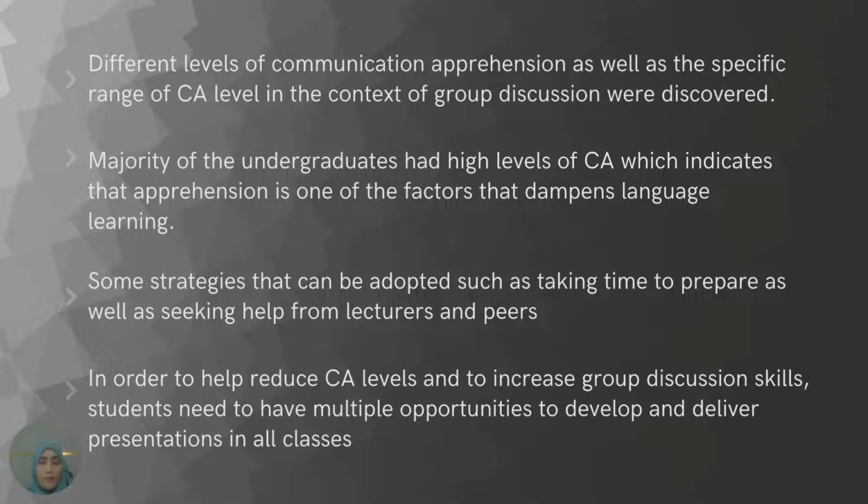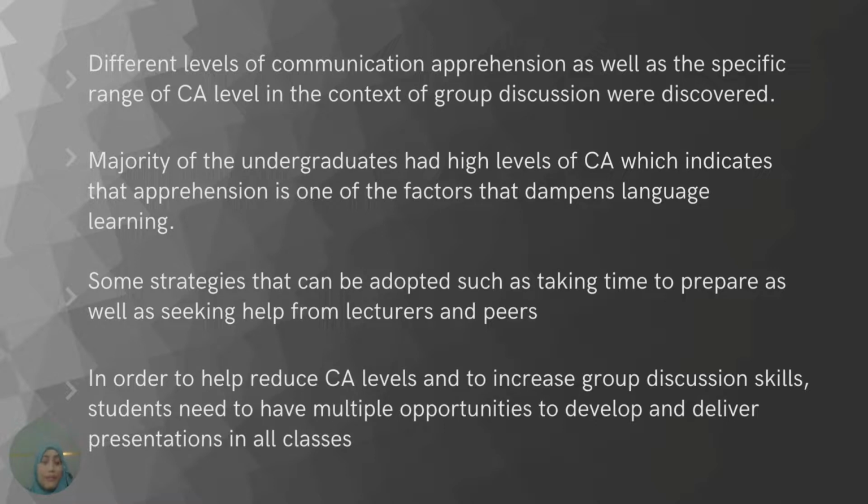The findings from this study show that the majority of the undergraduates had high levels of CA, which indicates that apprehension is one of the factors that dampens language learning. Lecturers should present their evaluation to the students in a subtle manner. This may ease the process of learning and acquiring the language. There are some strategies that can be adopted, such as taking time to prepare, as well as seeking help from lecturers and peers. These are already proven to be effective in reducing the apprehension level.